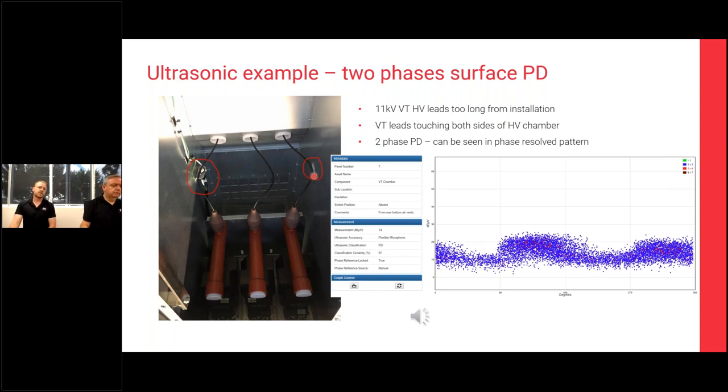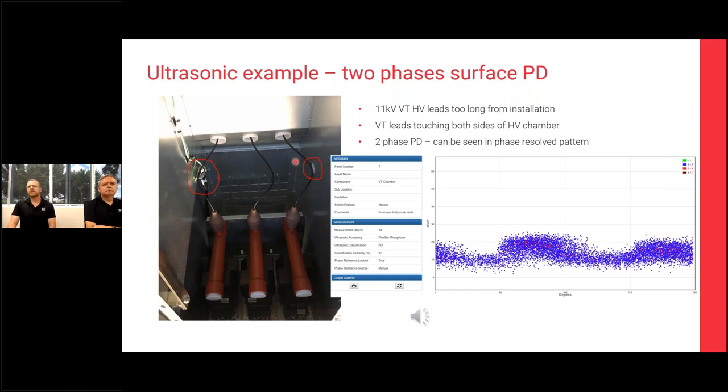You can see this white pattern of activity, or this white deposit of chemicals on the side of the metalwork there. That's very indicative of PD activity. But the root cause of this PD activity is because these black leads are too long. So the fix for it was to get some new leads, make sure they're nice and short, and make sure you've got good clearances between the black leads themselves and the earthed metalwork of that switchboard.